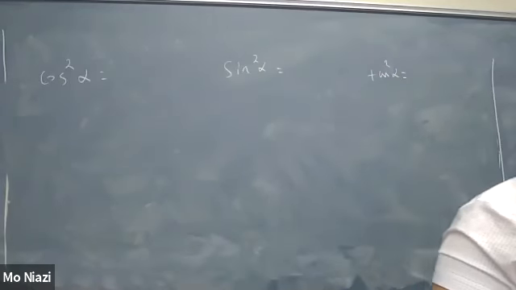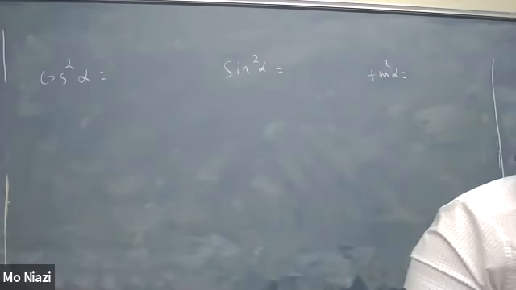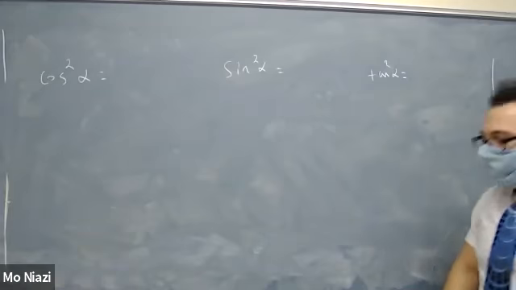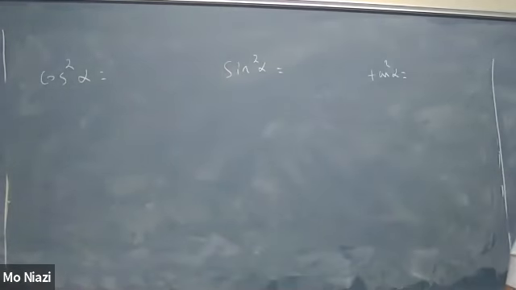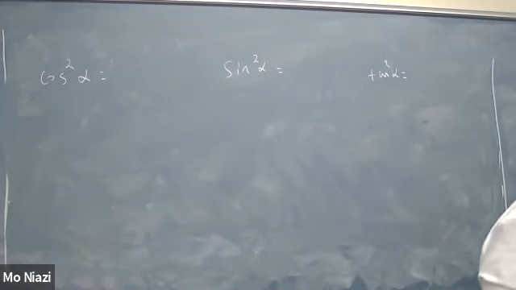Okay. Next, let's talk about the power reduction identities. What is a power reduction identity? Well, what it does is it wants to reduce the power of the trigonometric function. Right now, these are squared, but we want to bring that power down. So how do we do that?